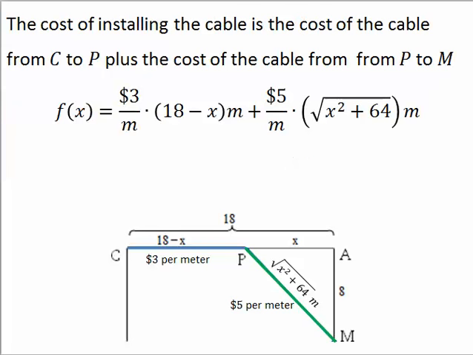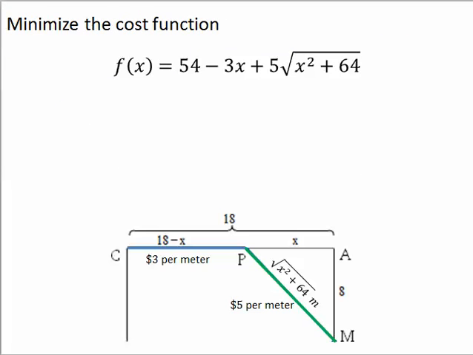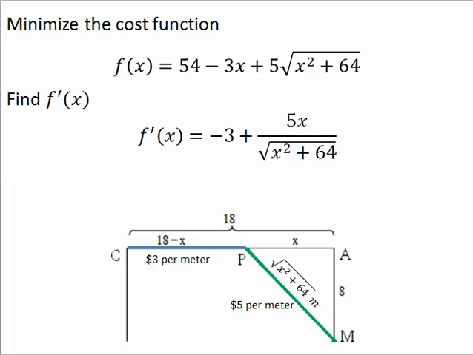So the total cost of installing the cable is the cost of the cable from C to P plus the cost of the cable from P to M. Or f of x equals 54 minus 3x plus 5 times the square root of x squared plus 64. Our goal is to minimize the cost function. To do that, we first find f prime. Once we have f prime, we ask two questions.